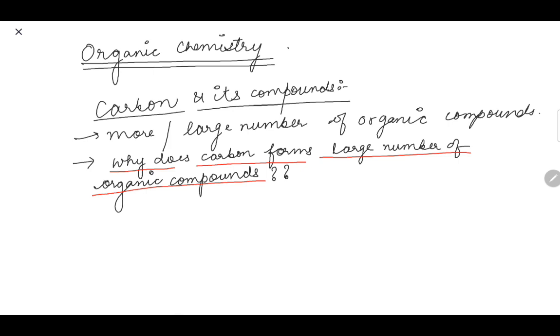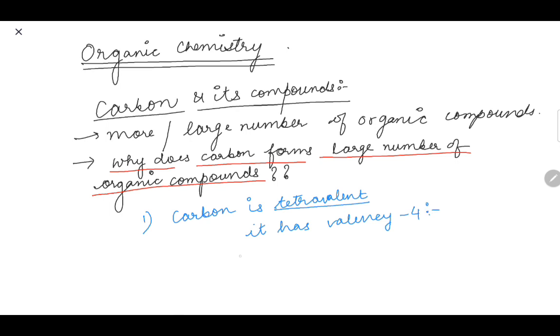So basically you have to understand that carbon possesses two types of properties. One thing is that carbon is tetravalent. Are you understanding, Ayush? Tetravalent means it has valency 4. And valency 4 means what? Carbon's atomic number is 6.